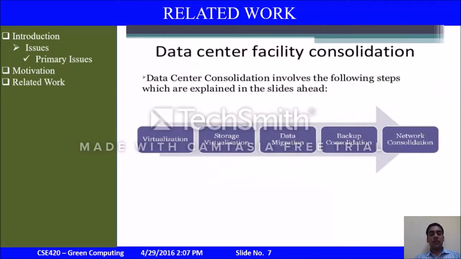Now the related work. These are the steps to be followed for data center consolidation. The first step is virtualization. Second is storage virtualization. The third consists of data migration. Fourth step is backup. And the fifth step is network consolidation. Now, data center virtualization can reduce the cost of facilities, power, cooling, and hardware, simplify administration and maintenance, and give us a greener IT profile.